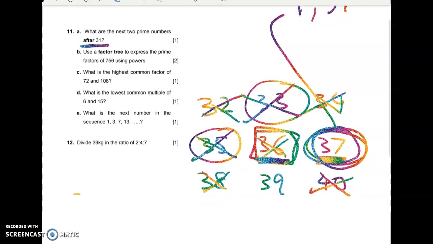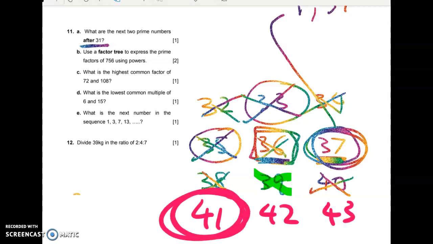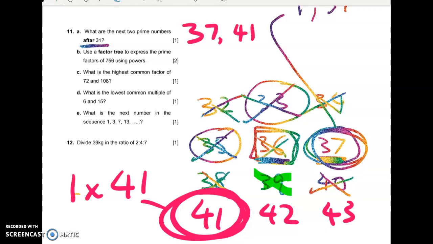Now what's next? Well, 39 is not a prime because 3 is a factor, right? 3 13s. So let's keep going. We'll put down a few more and see when I can stop. Right, so the next prime is 41. So you can look at trying to do your factors on that. The only two factors of that are 1 and 41. So the answer here is 37 and 41.